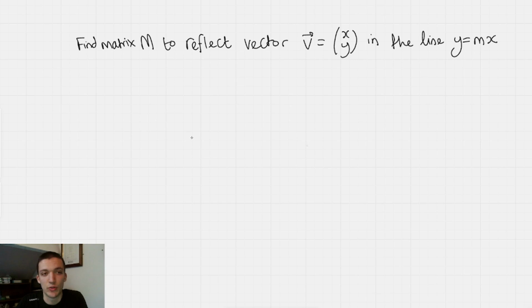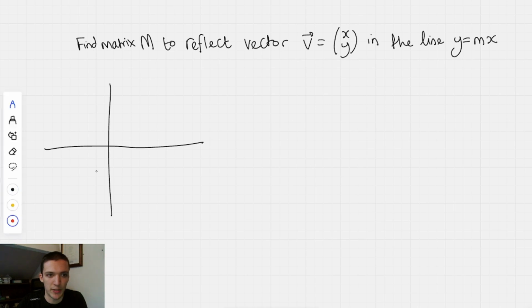Hello, so today we're going to try this fun maths problem, which is to find a matrix M to reflect the vector V in the form (x, y) in the line y equals mx. Now there's two things that we need to note. First of all, if we have a graph with, let's draw a random line like this, y equals mx, there's a few ways of writing this.